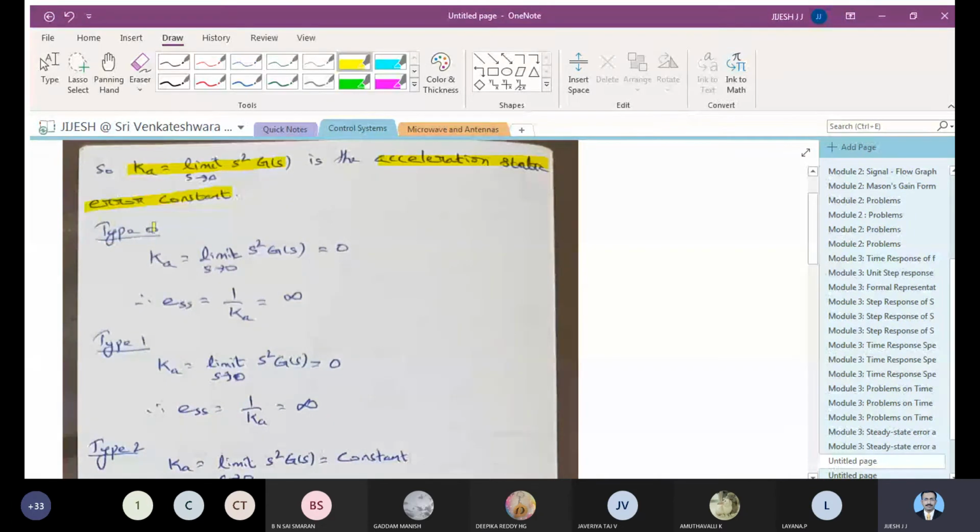Since we have studied all three cases for the other two, it's very easy for you to understand. Type 1, Ka is 0. When it is 1 by 0, you get ESS as infinity. And type 2 system, you complete it, then we will move on. Type 2 also, you can see that Ka is constant. When Ka is constant, of course, ESS has to be a constant.